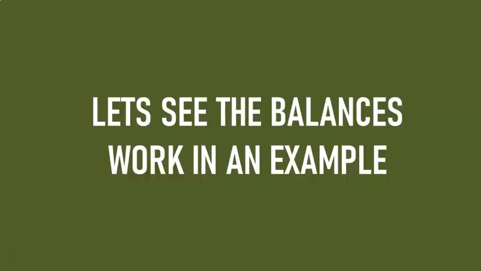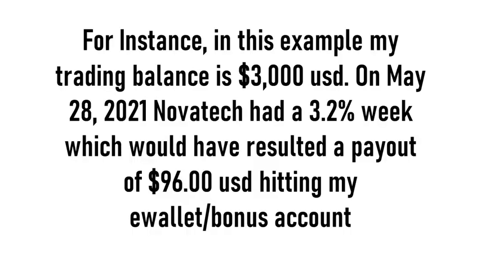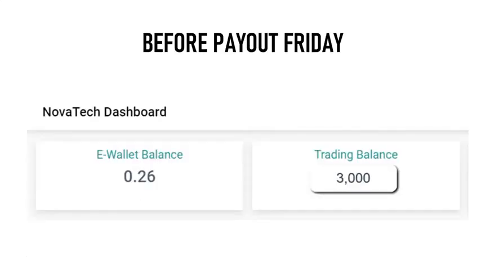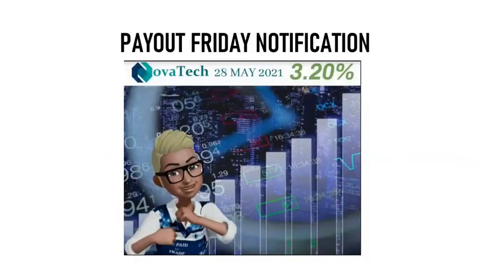Now, let's see the balances work in a live example. In this example, my trading balance is $3,000 as we saw. And on May 28th, 2021, Novatech actually had a 3.2% week, which would have resulted in a payout of $96 hitting my Ewallet or bonus account. So if we look at my Ewallet before the payout on May 28th, you can see my Ewallet balance had 26 cents in it and my trading balance had $3,000 USD inside of it.